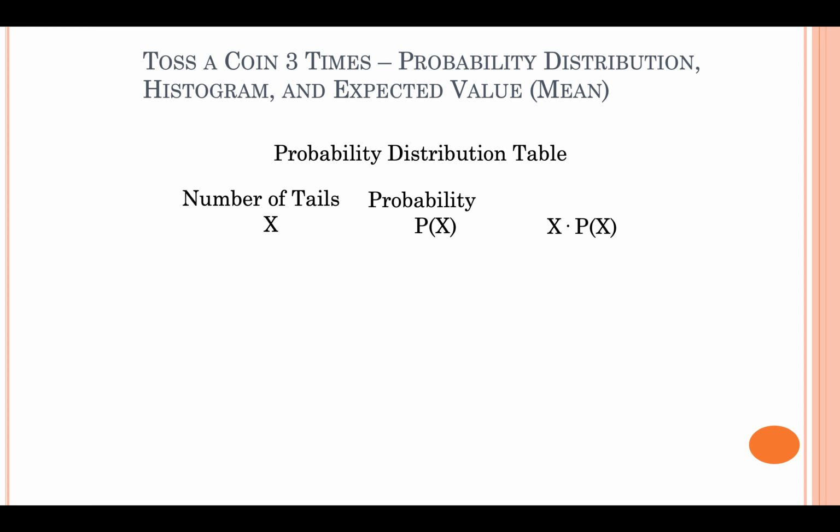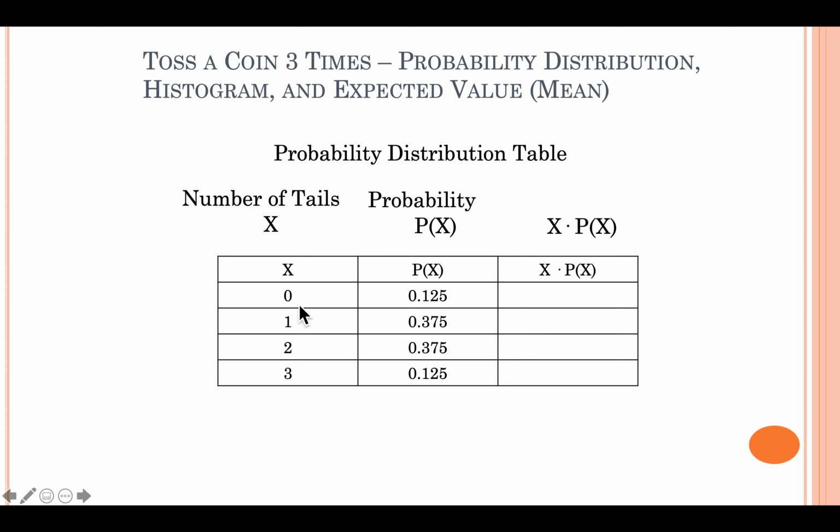Now that we have our probability distribution table, we want to add a third column to that table so we can calculate the expected value. We're going to call that third column x times P of x, and we're going to take the first two columns, multiply them, and put the result in the third column. So here's our completed first two columns. Multiply 0 times 0.125, put the answer here, and then do the same for the rest of the table. It's just some multiplication that you can do on your calculator, and you put your answers in the third column.